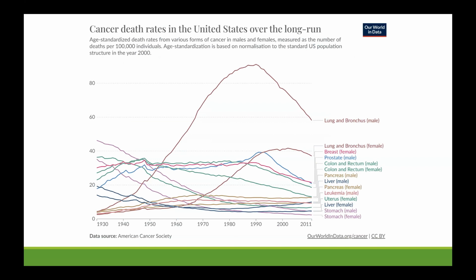This graph shows cancer death rates in the US by type of cancer since the year 1930, and it's also broken down by male and female. So there's a distinct line for example, male lung cancer cases, and then there's a separate line for female lung cancer cases.